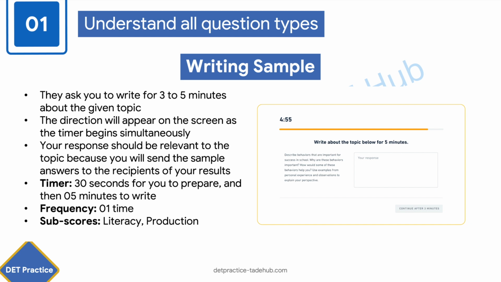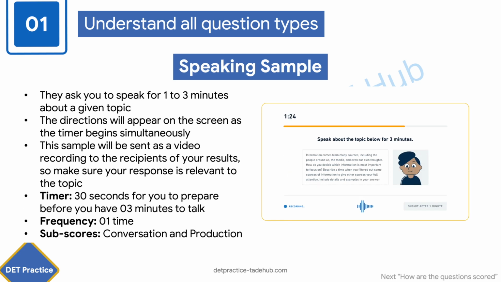There is one special thing about this item type, that when you send your certificates to universities, they can review your answers for the writing sample and speaking sample as well, which is our last item type. And in this item type, students need to speak for 1 to 3 minutes about a given topic. Similar to writing sample, we have 30 seconds to prepare our answer before 3 minutes to speak begins.